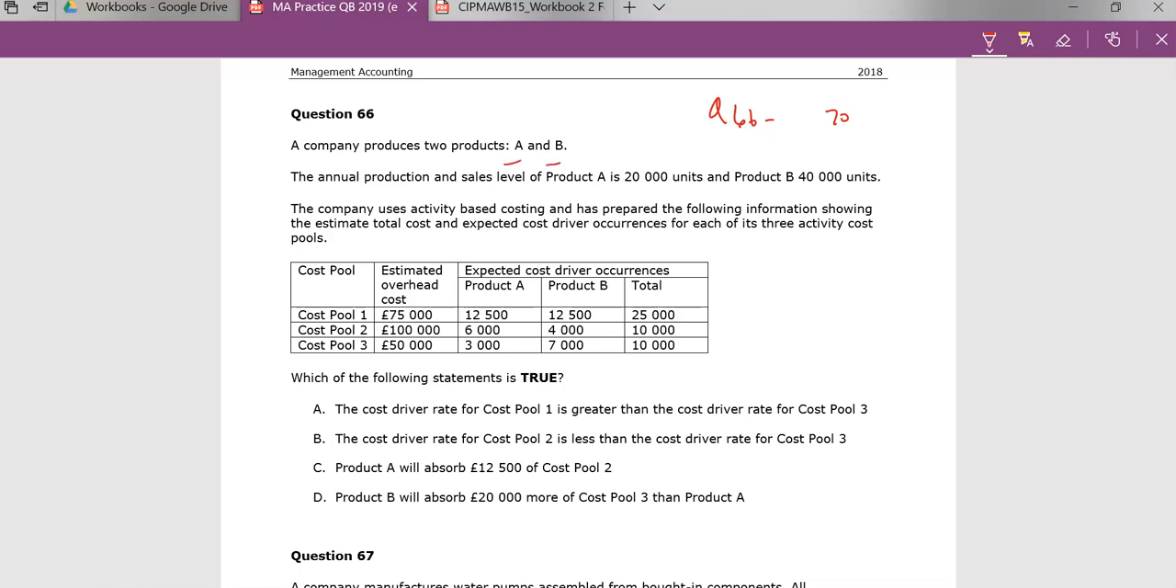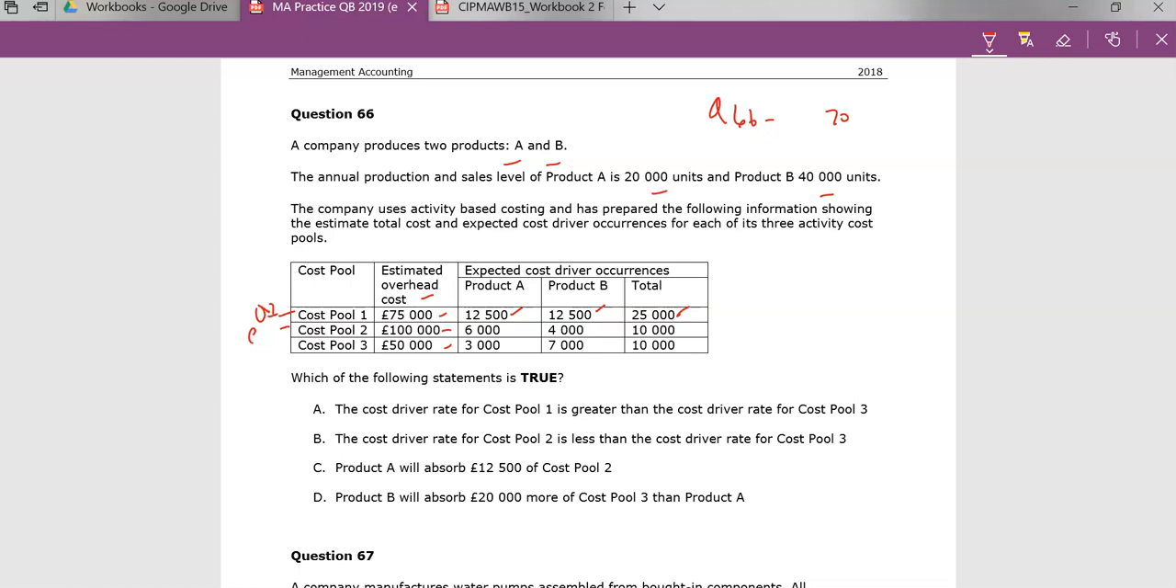We make two products, A and B. Annual production and sales are respectively 20,000 and 40,000. And these are the overheads. We literally have to pretty much split these overhead costs based on the activity drivers. So these are the things that are driving them. This could have been quality inspections, and this could be production setups. The key point here is we have 12,500 of these quality inspections and 12,500 of these quality inspections, and therefore we have 25,000 quality inspections causing a cost of 75 grand.